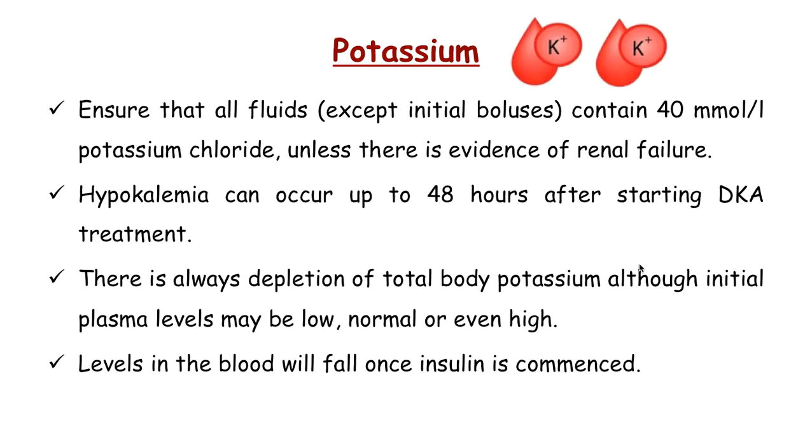You have to keep a watch on electrolytes in these patients. You have to ensure that all fluids contain 40 millimole per liter of potassium chloride unless there is evidence of renal failure or there is already hyperkalemia. You should also remember that hypokalemia can occur even after 48 hours of starting DKA treatment or stopping DKA treatment. There is always depletion of total body potassium in these patients because of polyuria and because they are thin built, they have low muscle mass. So the overall total body potassium may be low, normal or even high, and you should anticipate the fall in potassium level once you start your insulin therapy.